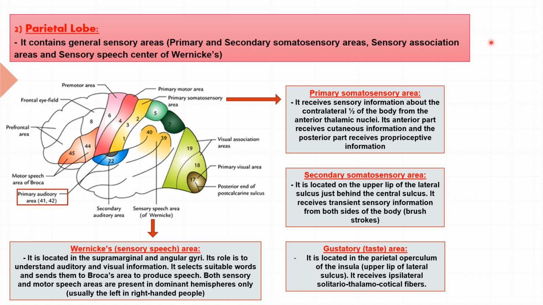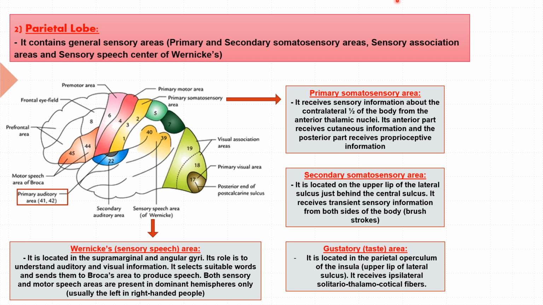Now, for the function of the primary somatosensory cortex, we see that it receives sensory information about the contralateral half of the body from the anterior thalamic nuclei. The anterior part of the primary somatosensory cortex would receive cutaneous information, and the posterior part would receive proprioceptive information. Now, with the primary somatosensory cortex, we become consciously aware of the sensation that we are feeling.